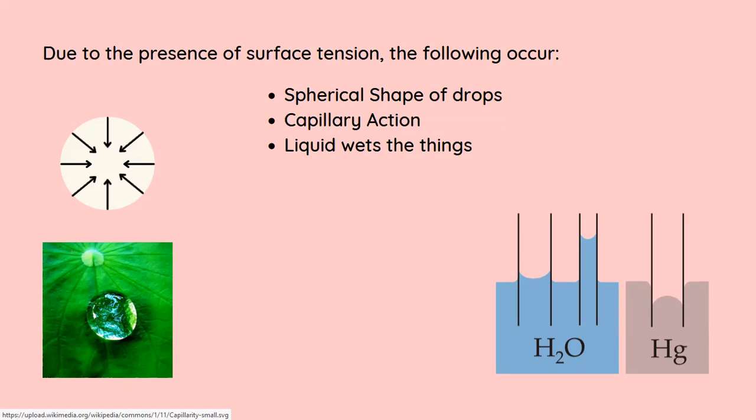Capillary action is basically the pull. When you dip a capillary tube, the molecules get pulled into the capillary tube, and this is again due to the surface tension. Liquids wet things because when they flow, they spread, and that in turn leads to the process of wetting those things.